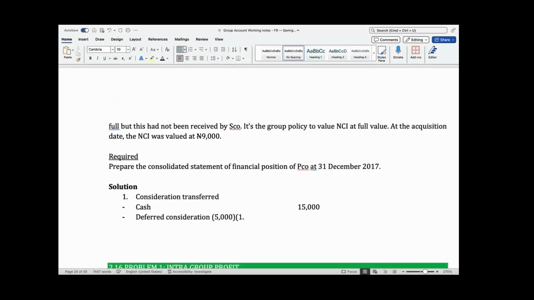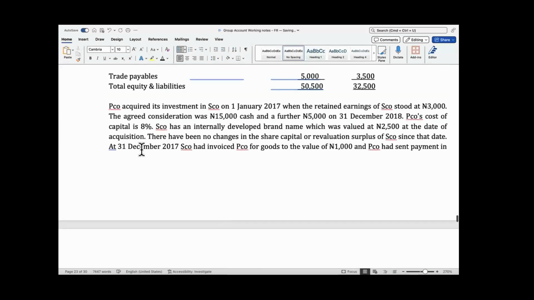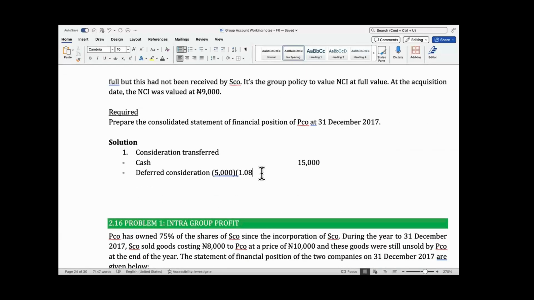Which I would discount at 1.08 because they gave me the cost of capital as 8%. And I'm paying in the next 2 years because this is 1st of January 2014, so 2017, 2018. That's in the next 2 years, 1.08 raised to the power of minus 2. So what does that give us? 4,286 naira.